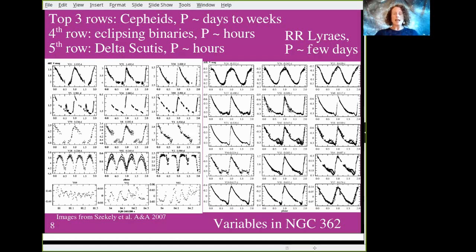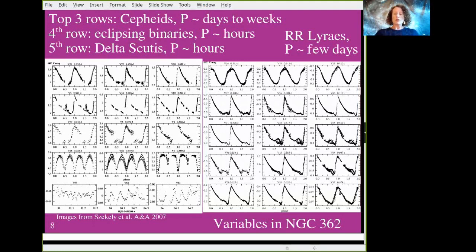On these diagrams, the top three rows of both diagrams, the left and the right, are Cepheids. You can see a pretty characteristic shape for them, in the sense that the light curve becomes brighter in a shorter period of time, then it dims down and becomes fainter. So there's a pretty sharp increase in brightness and then a slower decrease in brightness. That's a pretty typical shape for Cepheids. Cepheids tend to have periods from days to weeks, maybe even a couple of months, but they tend to be the longest of the ones on this diagram. So the top three rows of objects are Cepheid variable stars.